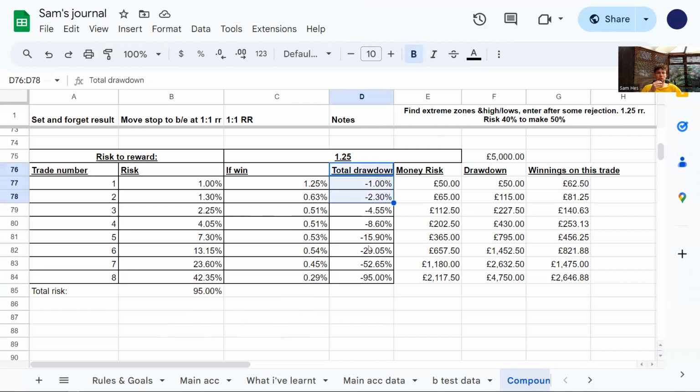You can see in this column the total drawdown. This will be the drawdown if we lose 2 trades in a row, 3 trades in a row, etc. You can pause the screen and have a look at this. If not, there are timestamps below, so you can jump around to whichever part of the video you think you need to watch next. Here we've just done an example. If we have a 5k account, then this is the money risk, in money value. So £50, 65. This is the risk per trade. This will be the drawdown in pounds, and then this will be the winnings.